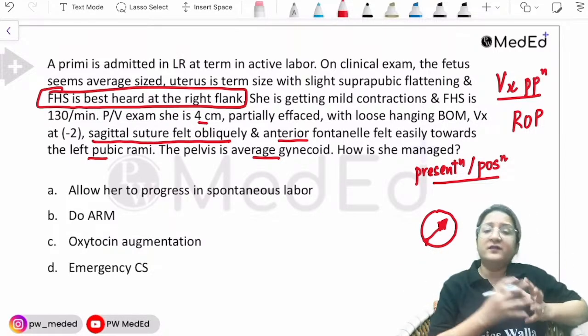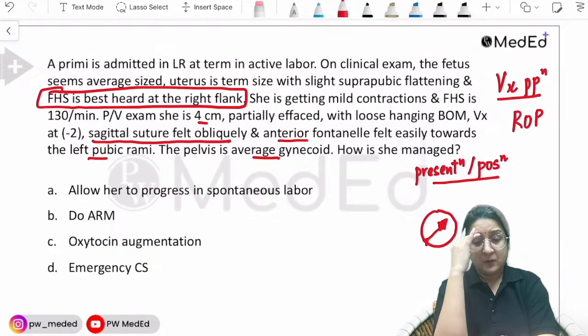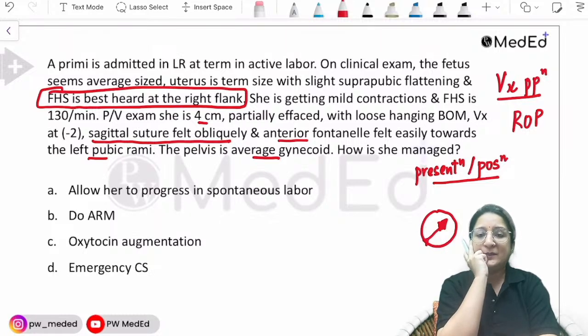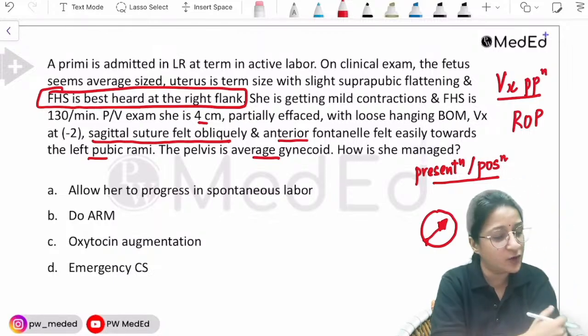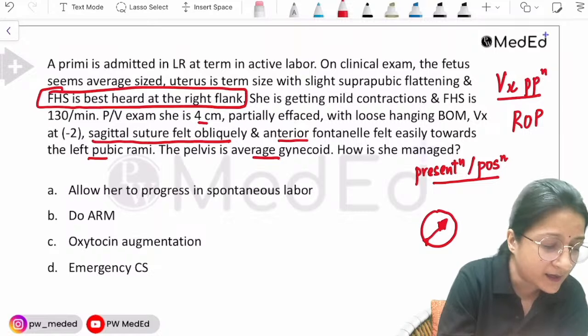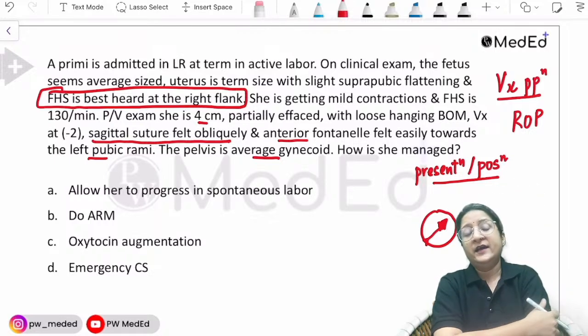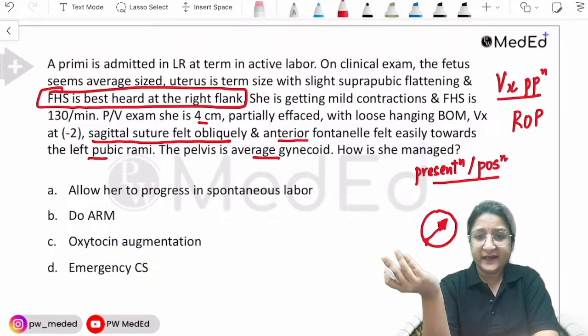Now, what do you think we should do? What is the most likely outcome when women labor in ROP presentation? Dr. Saab is the first person answering. Earlier also people answered. Surgeon and Yogi also answered A. Yes. So allow her to progress in spontaneous labor.